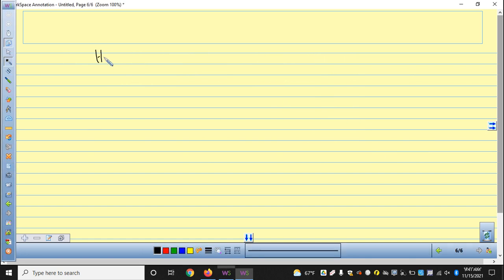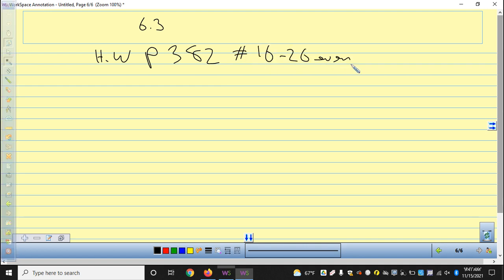Our homework is page 382. This is section 6.3. 382, 16 through 26 even, 27 through 29, and 38. As soon as everybody gets that written down, I will show the KYOT.